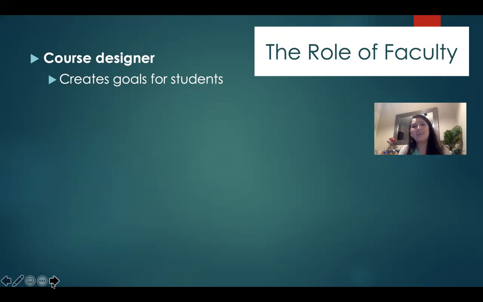I need you to tell me what that theorem says. And then once you've told me what it says, I want you to apply it to solve a problem. So you'll set those goals for the students. And those goals may be different from the publisher's goals. They may be different from the textbook author's goals. They may be even different from your colleagues' goals. Everyone's going to be a little different.